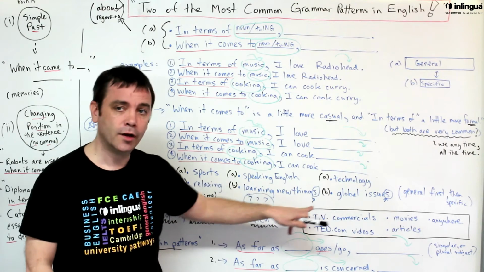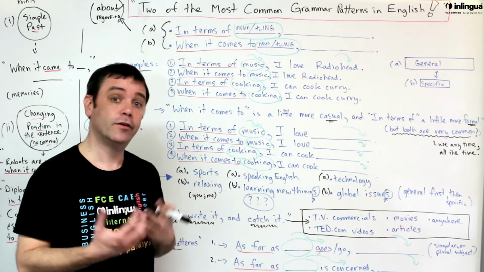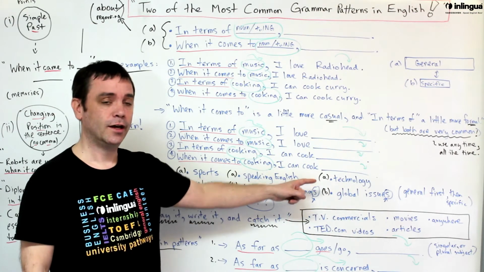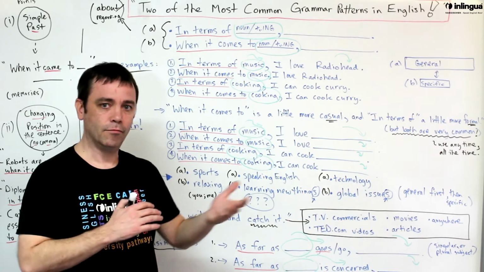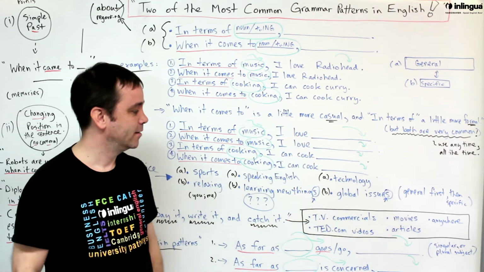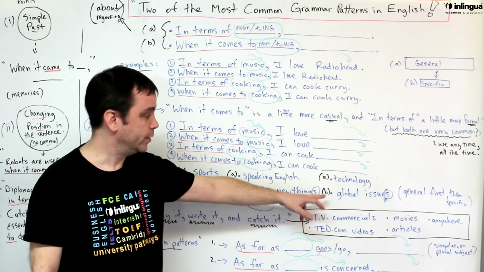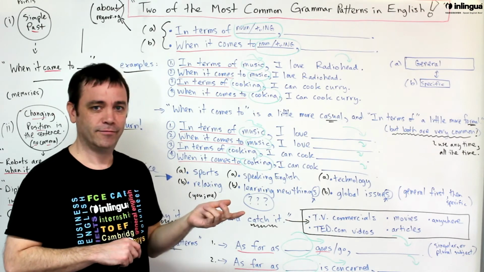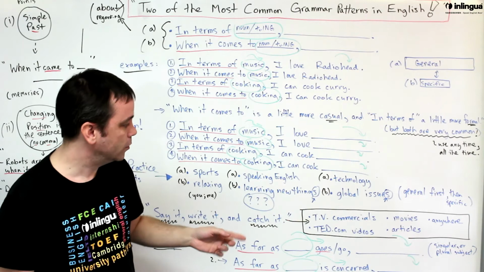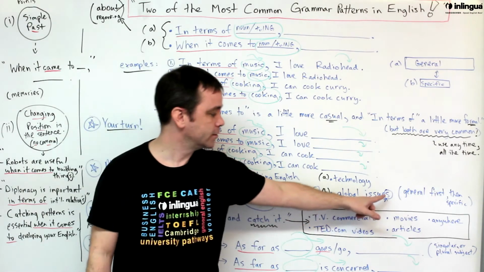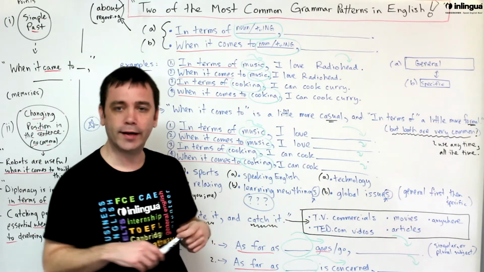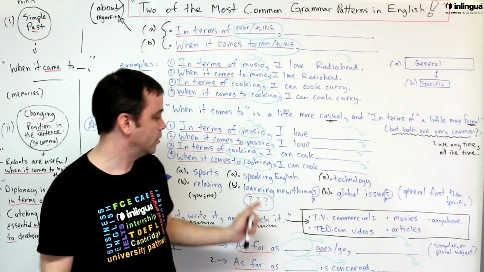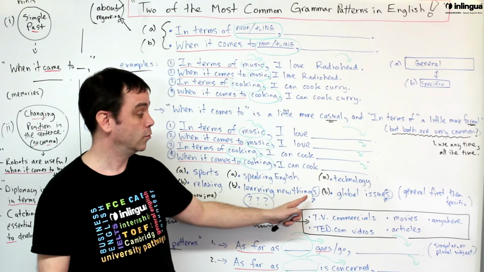What about learning new things? When it comes to learning new things, I think... Technology. In terms of technology... Here's a big one, global issues. B, we're looking at B. When it comes to global issues... Right? So another thing is, look at this S. You don't say "when it comes to global issue," because you're talking about issues in general, or new things in general. So watch out for that.